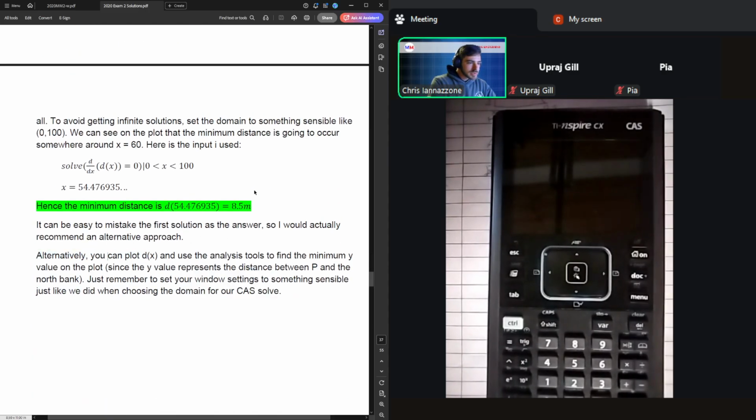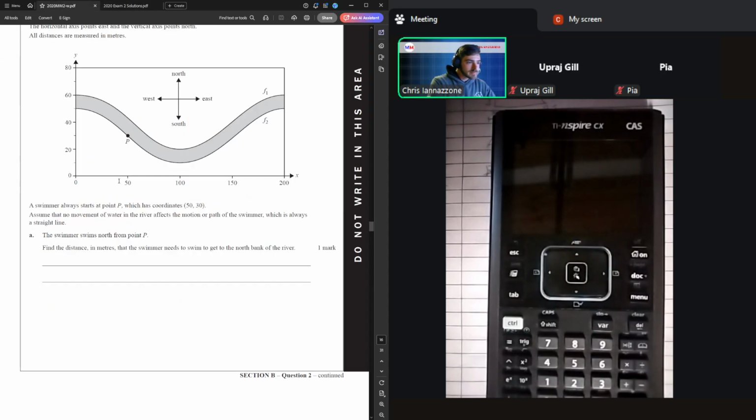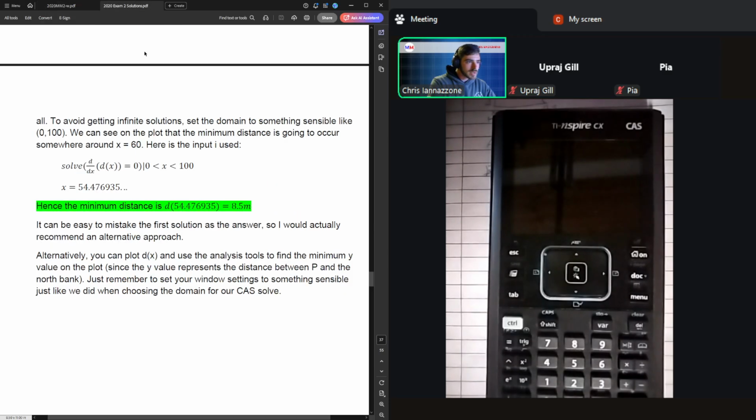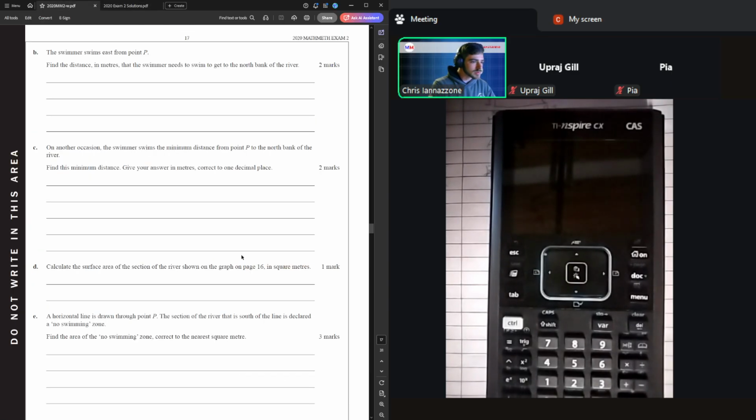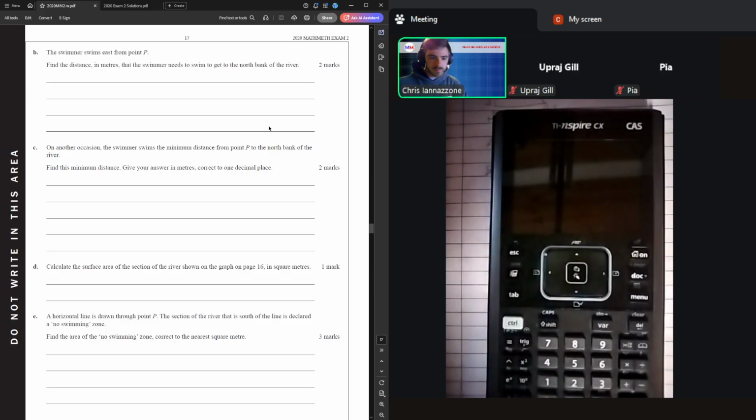The other approach is you just plot d of x over a useful domain, call it 50 to 100, and then just look at where's the smallest spot on it and be like, oh yeah, analyze graph tool, because you're doing it to one decimal place. So you can just use the analyze graph tool on that and just read what the minimum y value is.